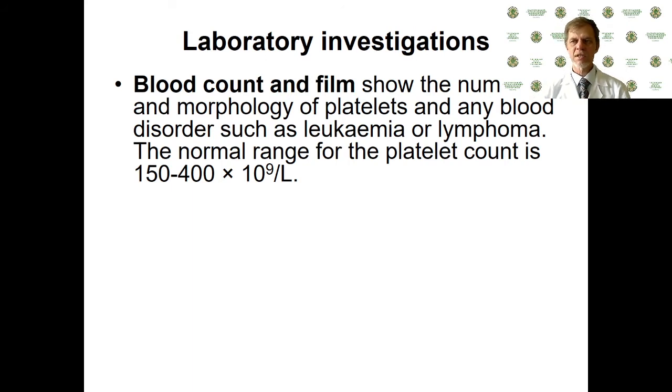Which laboratory investigations can we do to confirm the origin of the bleeding? Of course, first of all, the blood count and film show the number and morphology of platelets, or thrombocytes, and any blood disorder such as leukemia or lymphoma which may cause a bleeding disorder. The normal range of platelet count is 150 to 400 times 10 to the 9 per liter.